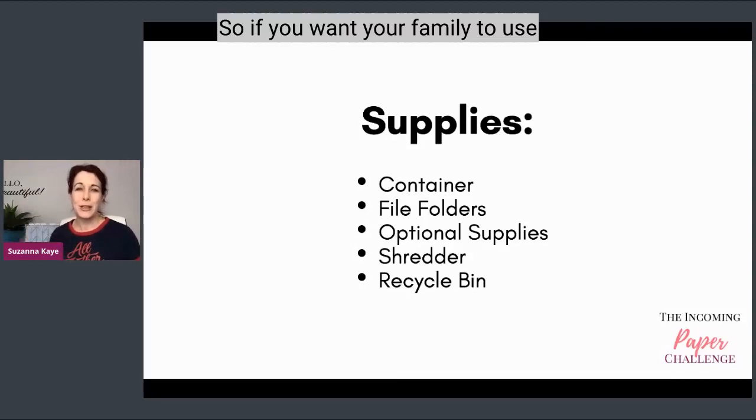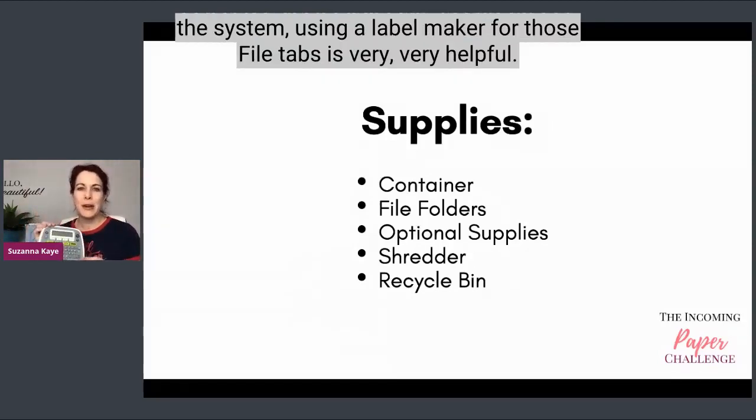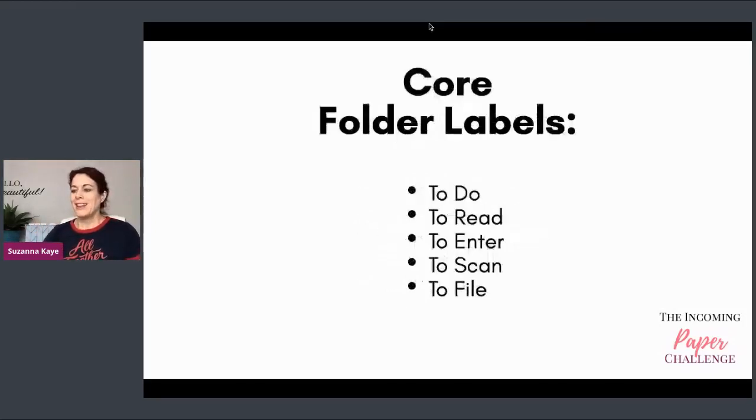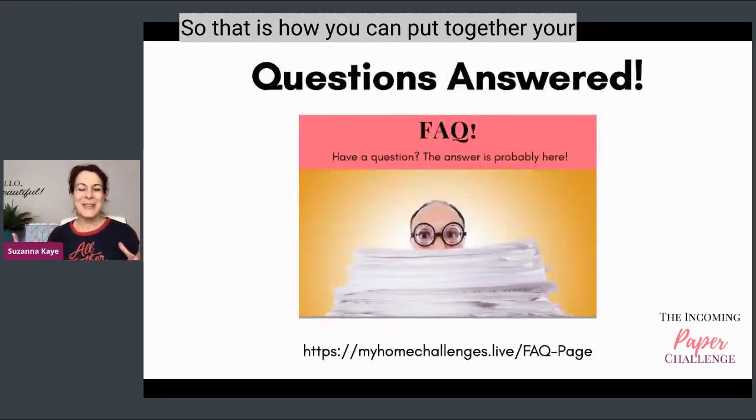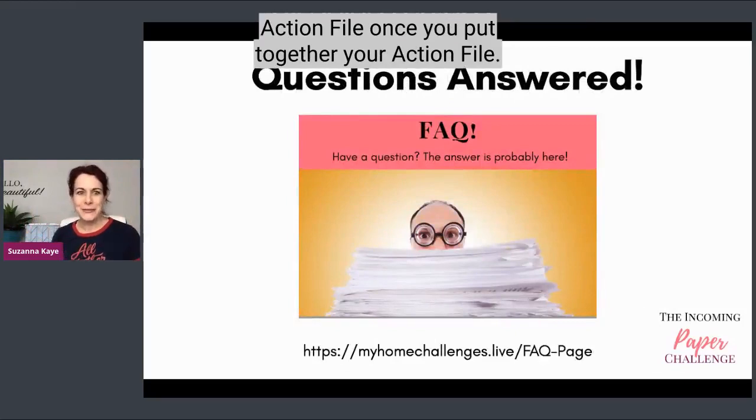So if you want your family to use the system, using a label maker for those file tabs is very, very helpful. So that is how you can put together your action file.